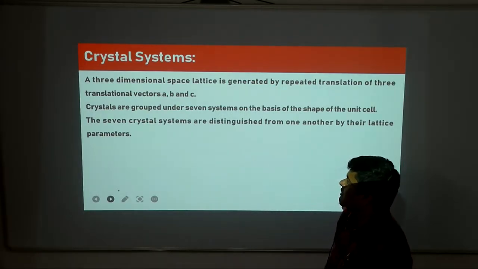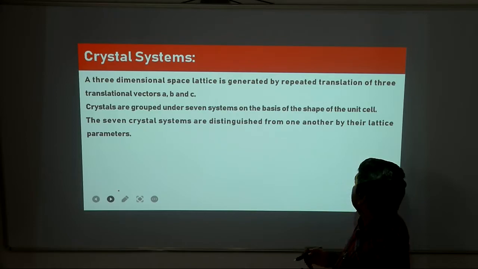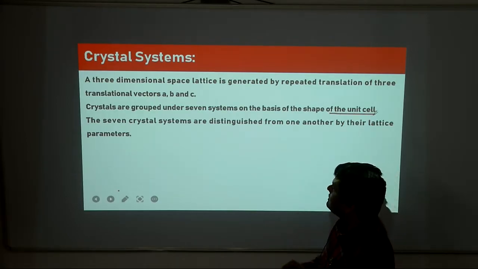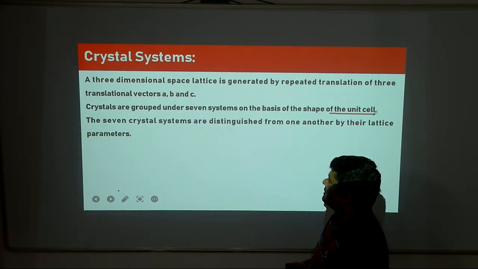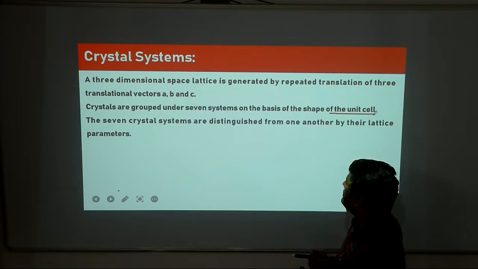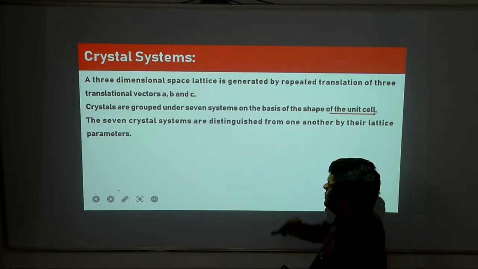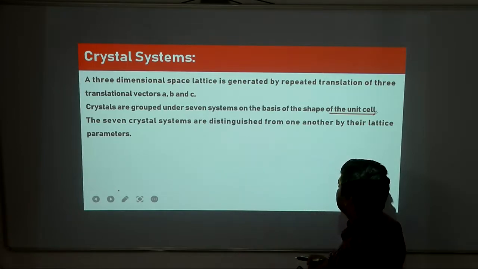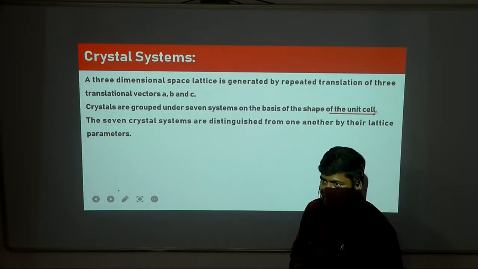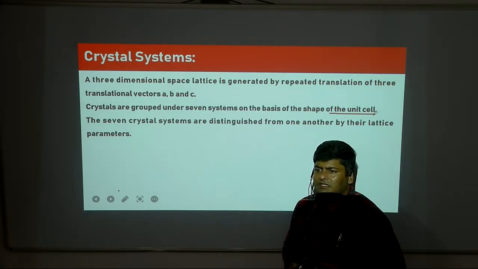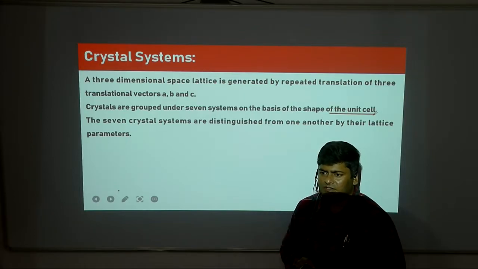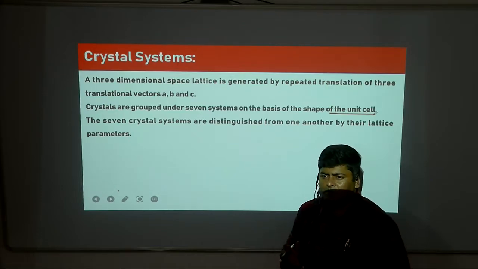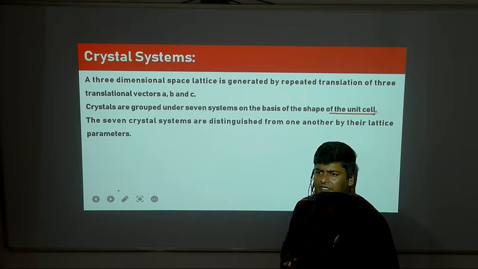Crystals are grouped under 7 systems on the basis of the geometrical shape of the unit cell. So basically there are 7 types of crystal systems on the basis of the shape of the unit cell. These 7 systems are distinguished from one another by their lattice parameters, and as previously discussed, these lattice parameters are a, b, c, which are the primitive translation vectors, and alpha, beta, gamma, which are the interfacial angles between the different axes x, y, z.